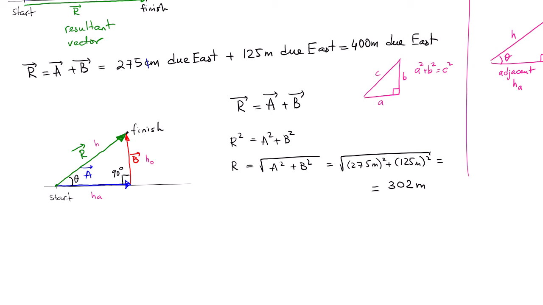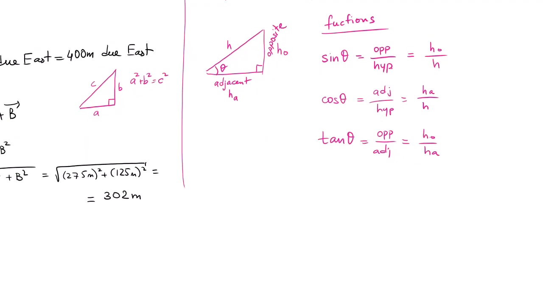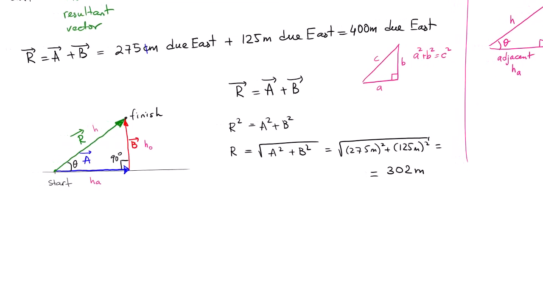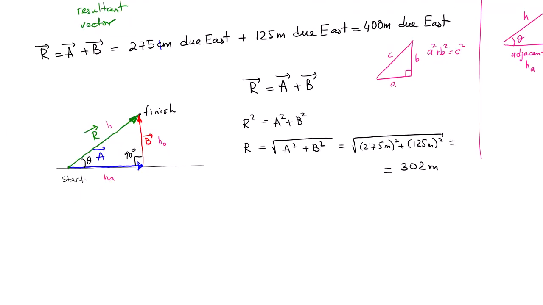So opposite side and adjacent side are present in the function of tangent, so I can write tangent theta equals H opposite over HA, or B, the magnitude of vector B, over A.